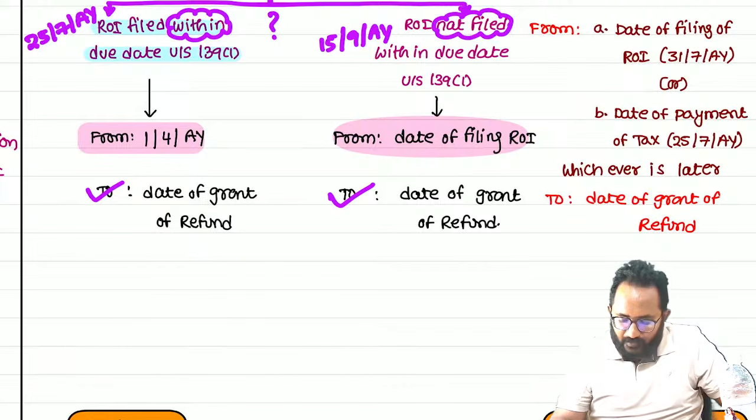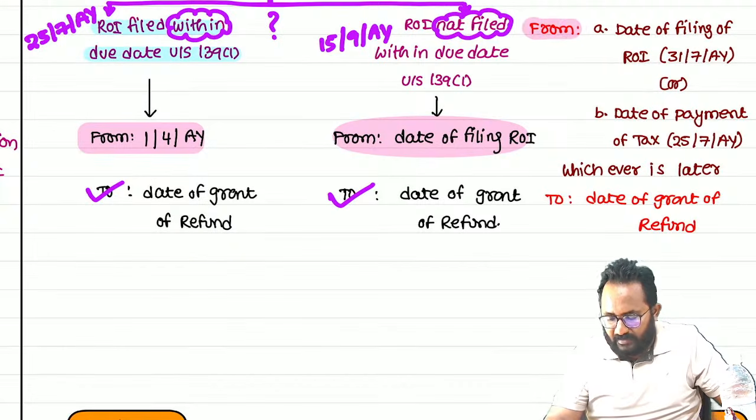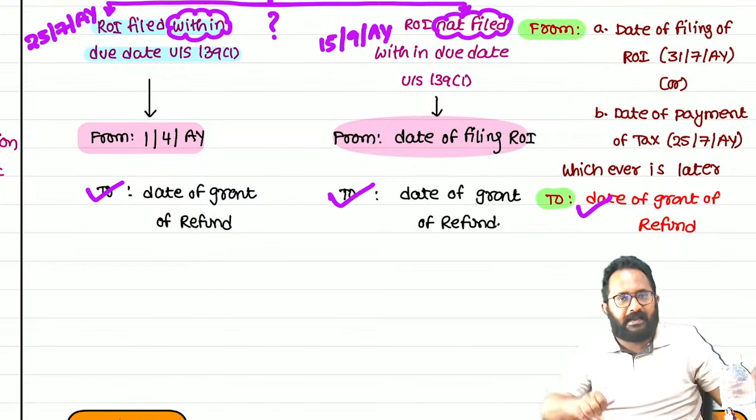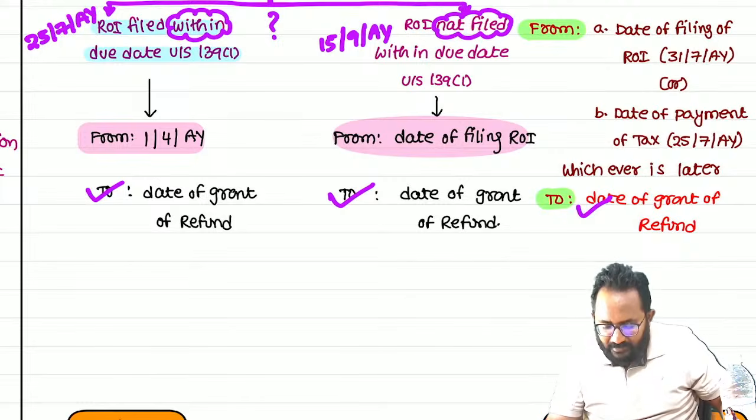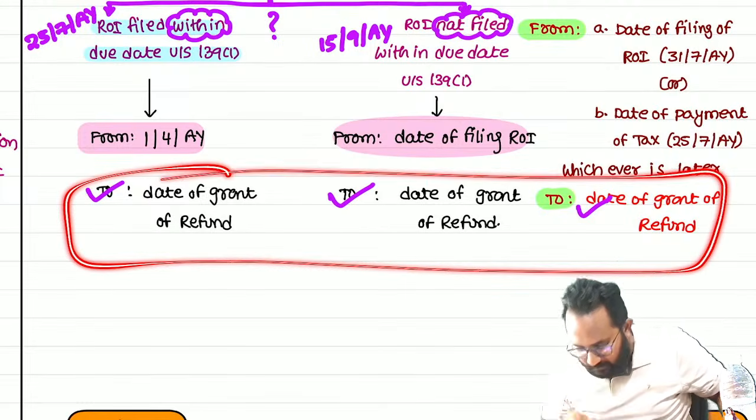the period will start from, and end with, what dates will I take here? My end date is the same. Please refer to the date of grant of refund. My end date is always the same in all the cases.